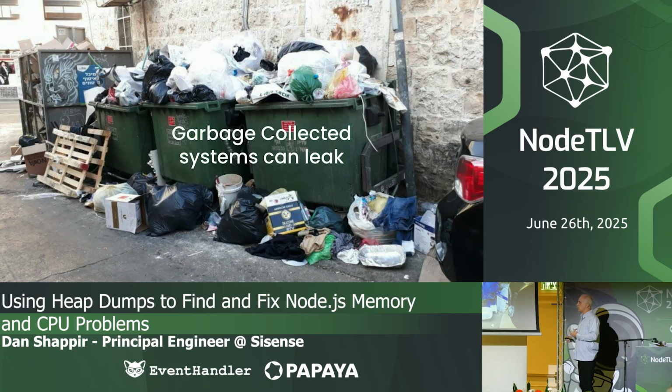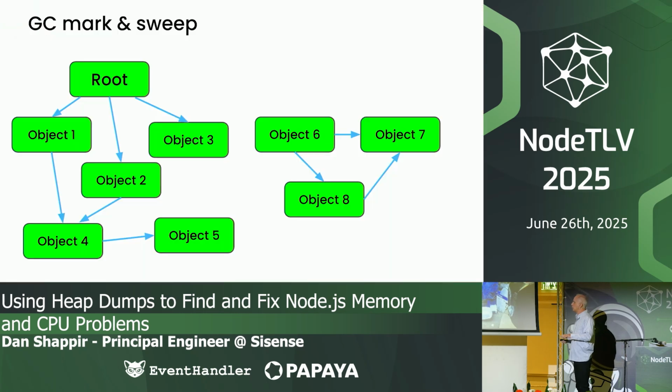And to understand why that is, we need to talk a little bit about how garbage collectors work, in particular in Node.js. Node.js, as I assume you all know, uses the V8 JavaScript engine, and V8 uses a garbage collection technique known as mark and sweep. It's actually a generational mark and sweep, but we won't go into that because this is not a talk about garbage collection. But a few words nonetheless.